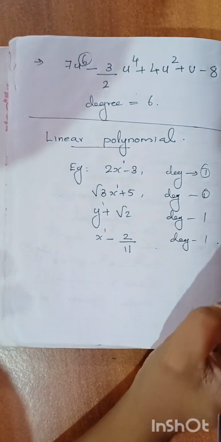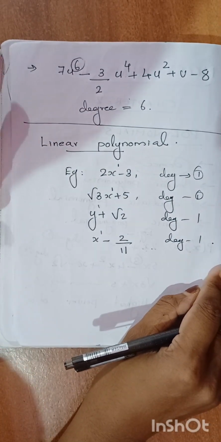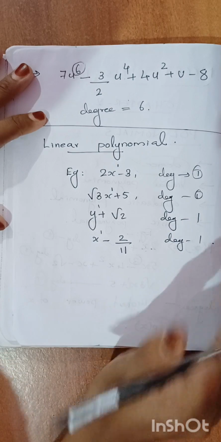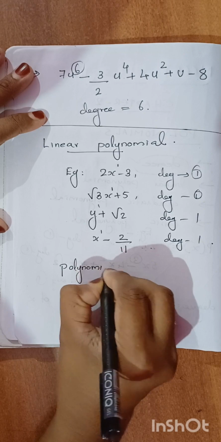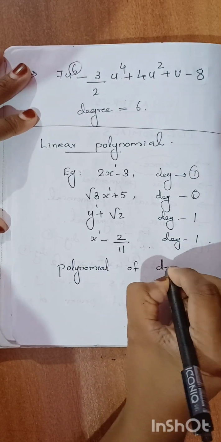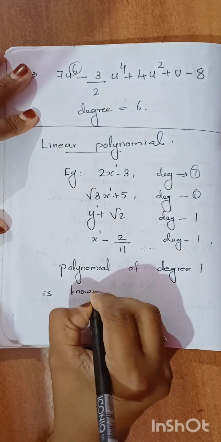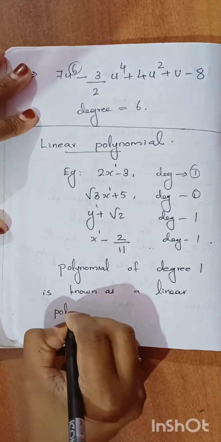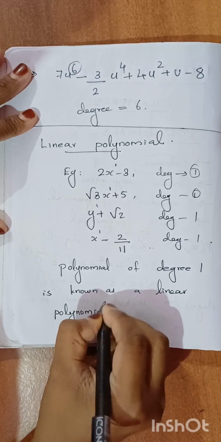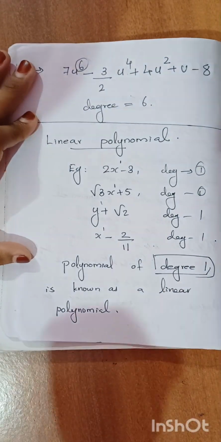So we can tell that the linear polynomial is a polynomial with degree 1. A polynomial of degree 1 is known as a linear polynomial. Hope you understood this one. Linear polynomials are polynomials with degree 1. Okay.